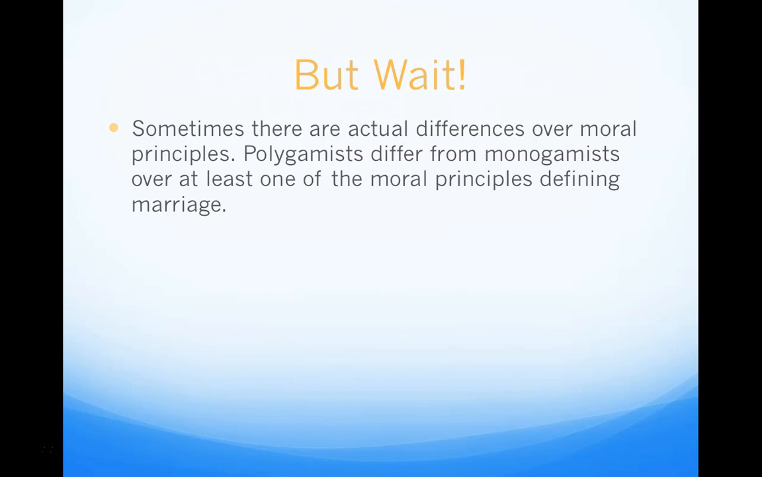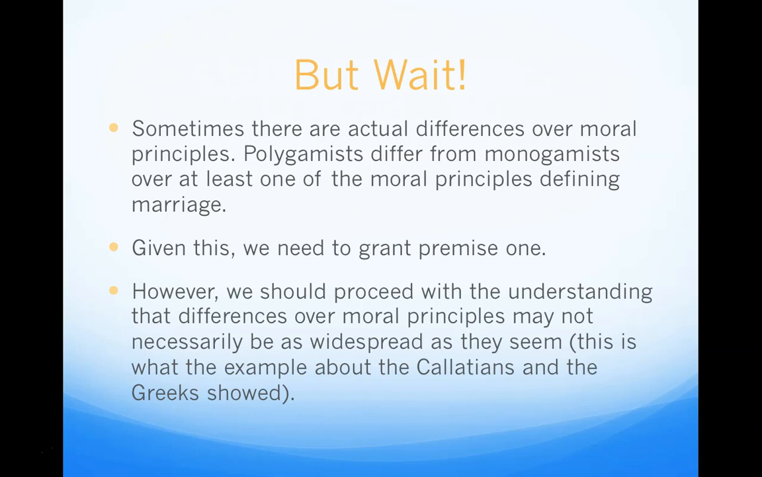Polygamists, for example, differ from monogamists over at least one of the moral principles that define marriage. So, although our example about the Callatians and the Greeks caused some problems for the first premise, given this point about polygamists and monogamists, it seems like we need to grant premise 1. However, what we do learn from the example about the Greeks and the Callatians is that we should probably proceed with the understanding that differences over moral principles may not necessarily be as widespread as they seem.